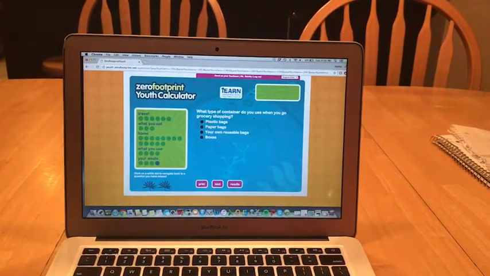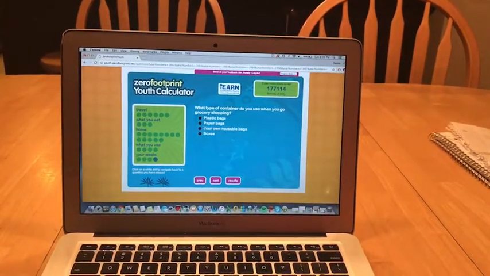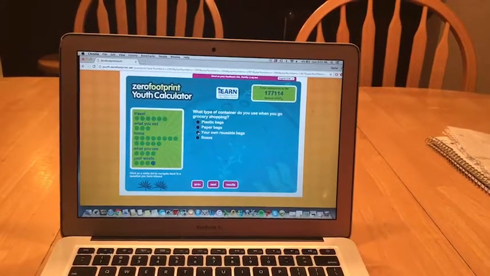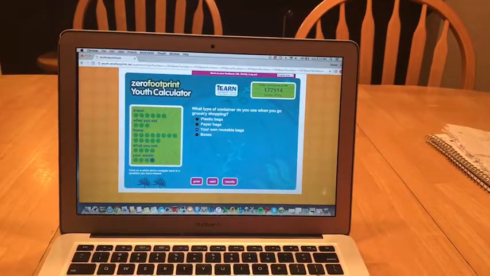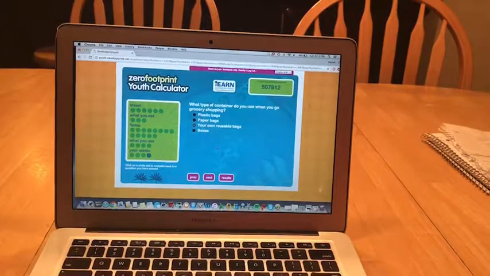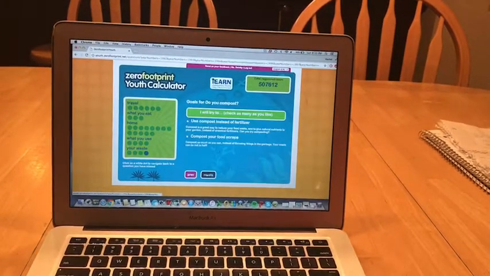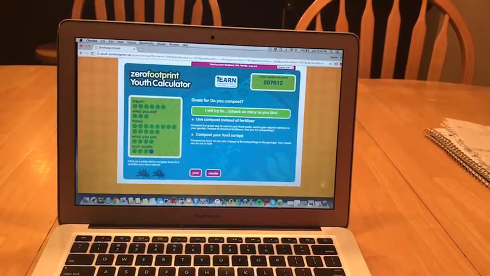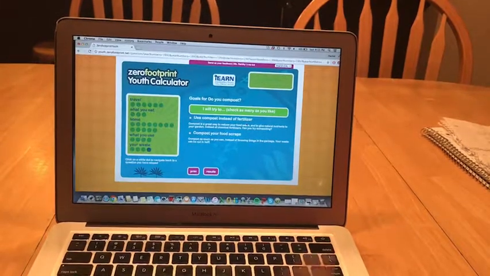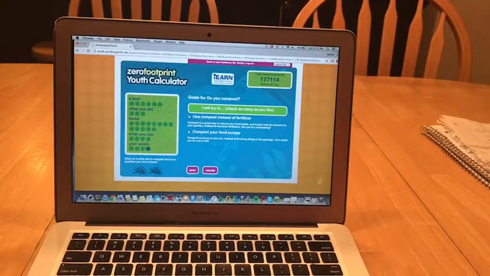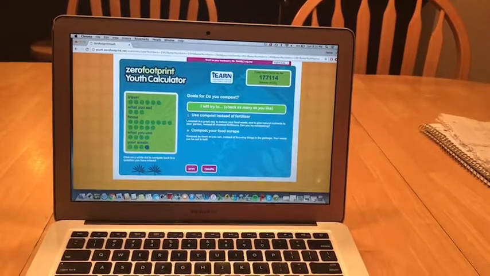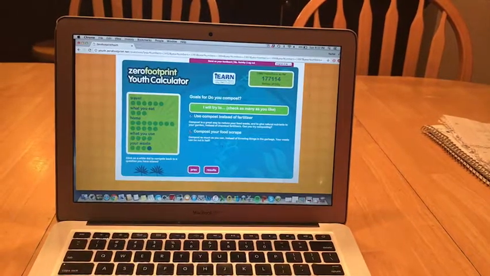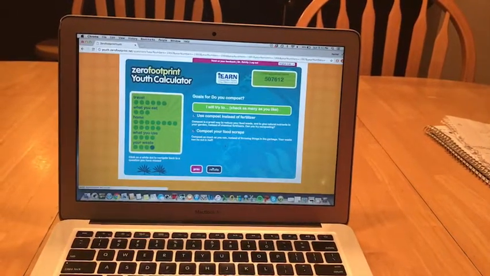What type of container do you use when you go grocery shopping? Now that it is actually required in California, everyone's required to use reusable bags, so I'm going to click that. And then it says you can use compost instead of fertilizer if you're planting gardens or anything like that. And you can actually just compost your food scraps. So I'm going to click both of those and I'm going to go to my results.